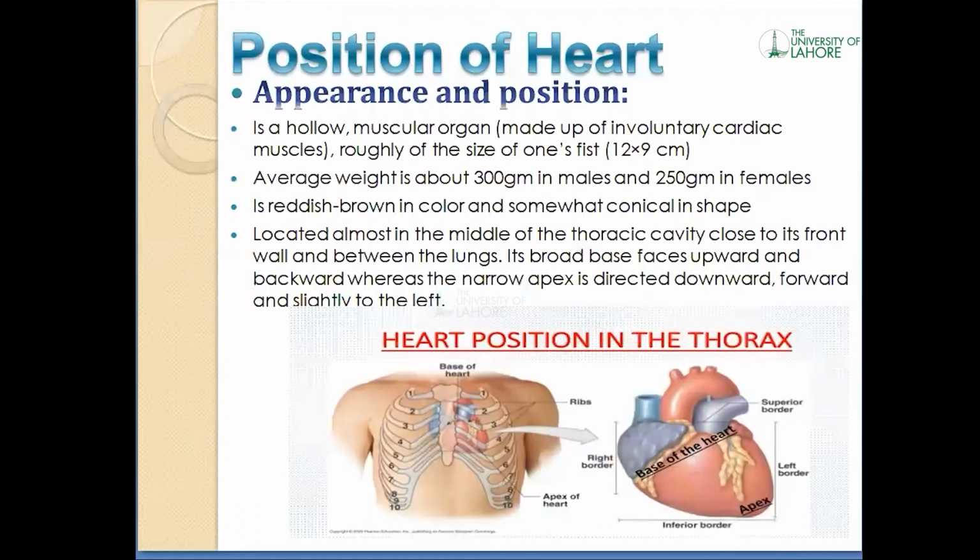Now we talk about the position and appearance of the heart. The heart is a hollow muscular organ made up of involuntary cardiac muscle, roughly the size of one fist. The average weight in males is 300 grams and in females is 250 grams. It is reddish brown in color and somewhat conical in shape.